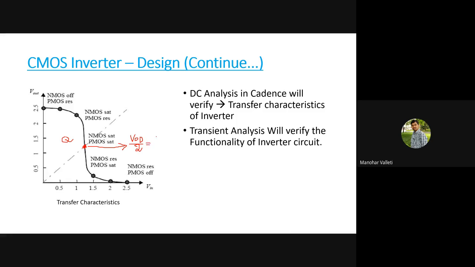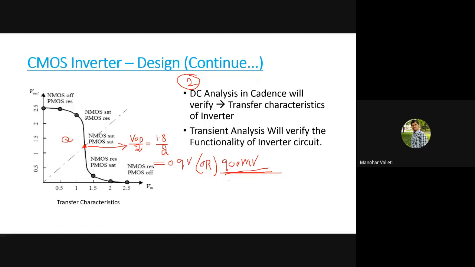As I told you, in 180 nanometer technology, maximum VDD is 1.8. So 1.8 by 2, this point where output and input intersect, you need to get 0.9 volts, or converted into millivolts, 900 millivolts. This is the second point to be remembered. With the help of DC analysis and transient analysis, you will check your inverter operation, and in that you need to check whether your Q point is 900 millivolts or not.